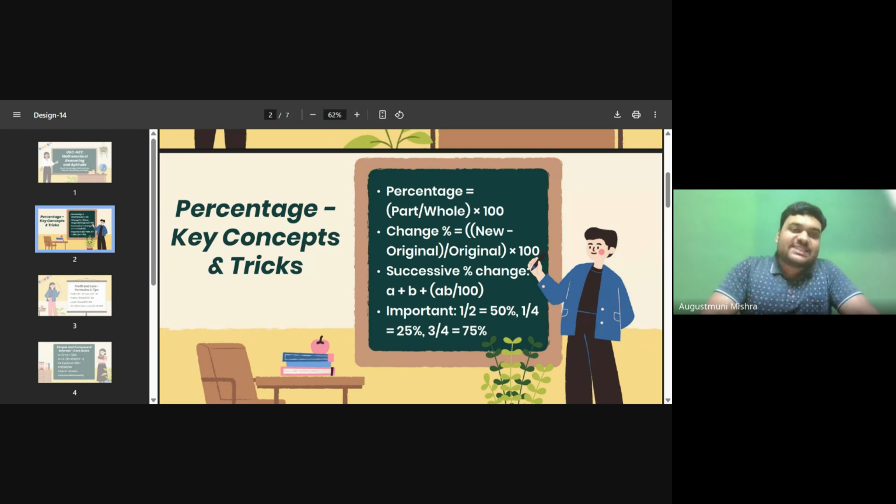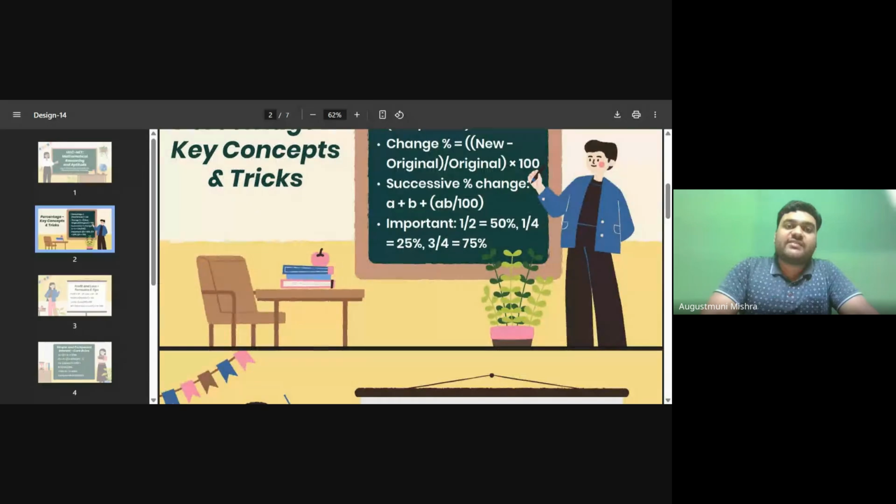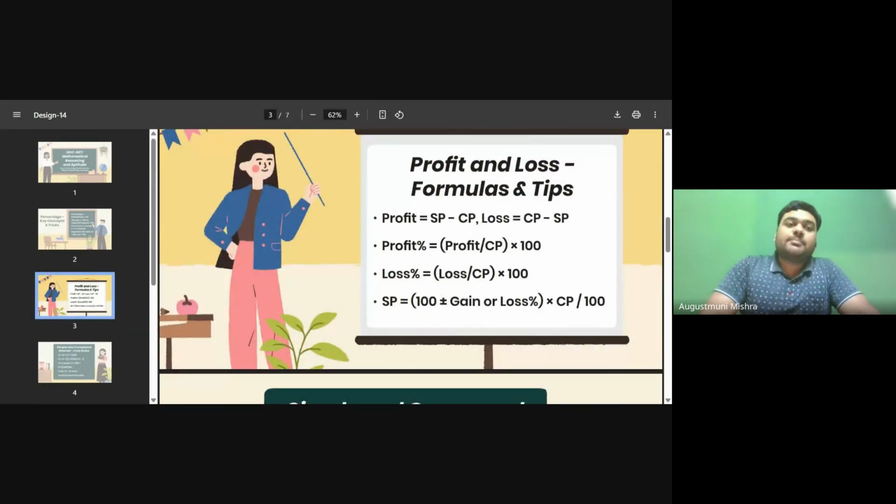Now, what is the next thing we have to discuss today and solve questions on? Profit and loss. So what are the basic formulas we can use in profit and loss? Profit is equal to selling price minus cost price. Loss is equal to cost price (CP) minus selling price (SP). Profit percent is profit upon CP into 100. Then loss percent is also loss upon CP into 100.